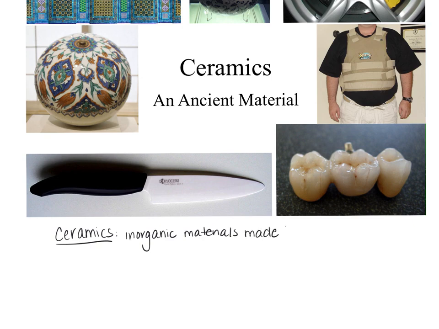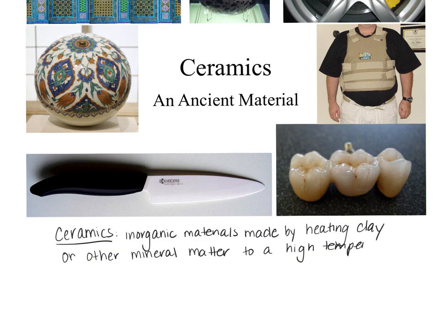made by heating clay or other mineral matter to a high temperature where the particles melt and fuse together. So this is some sort of soft material that can be molded, and then when you heat it up, it hardens into a shape. When we think of ceramics, we may think of pottery up here.